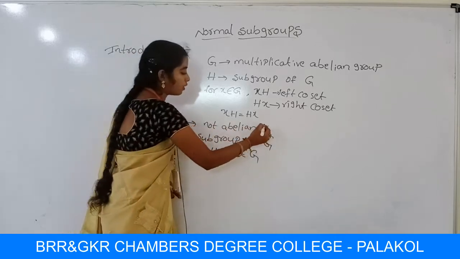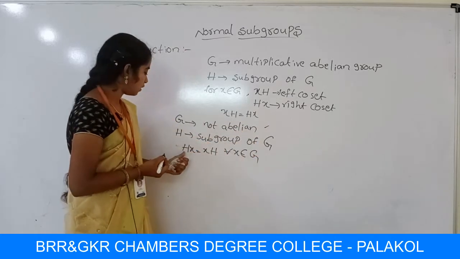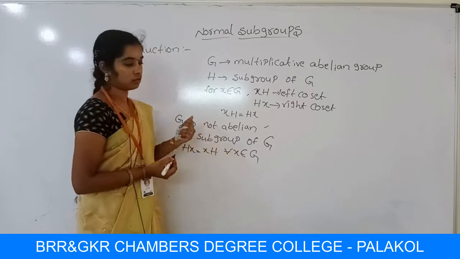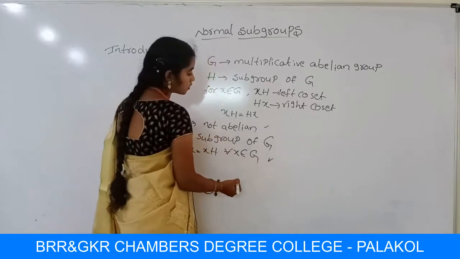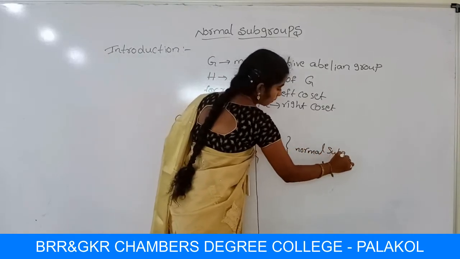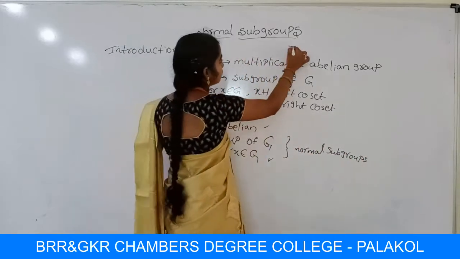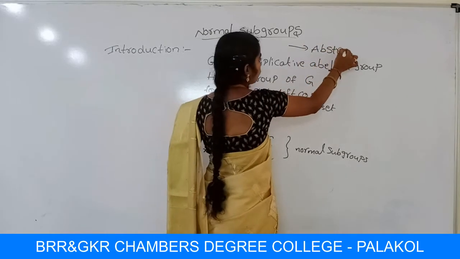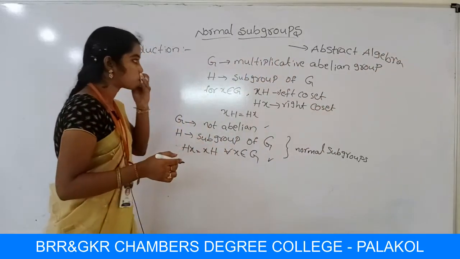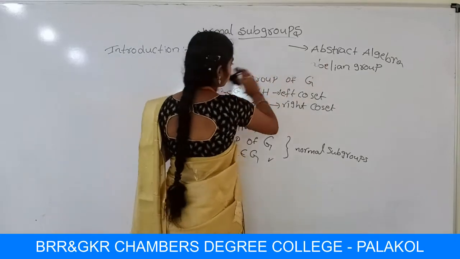If Z is not abelian and there exists a subgroup H of Z such that xH equals Hx for x belongs to Z, such subgroups are termed normal subgroups, and they play a very important role in abstract algebra. So next, the definition of a normal subgroup.